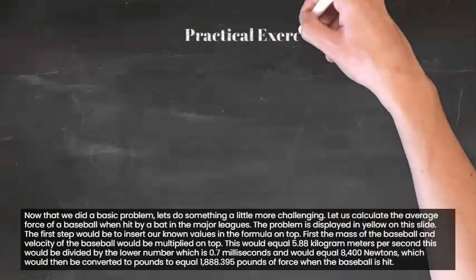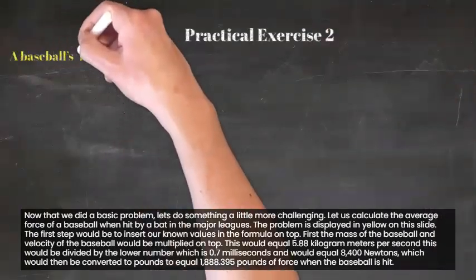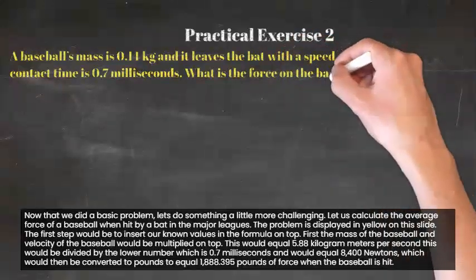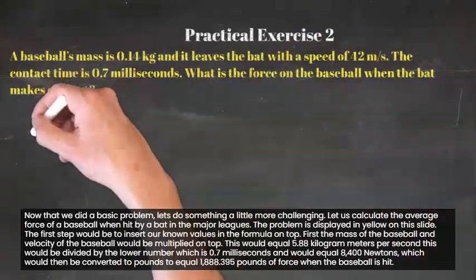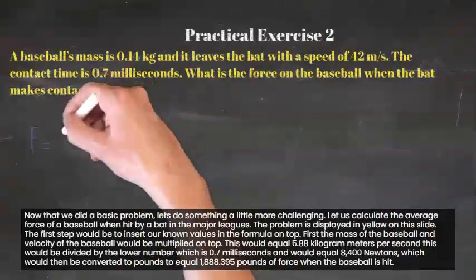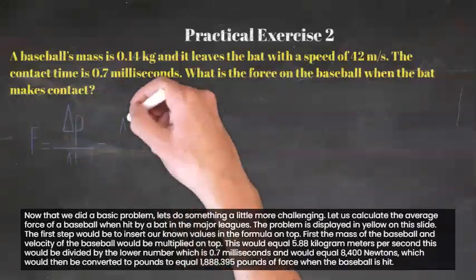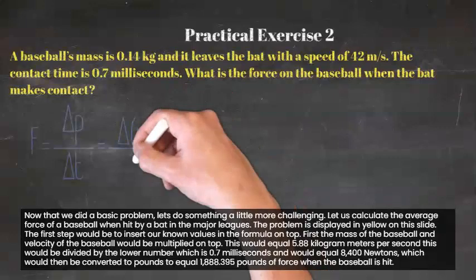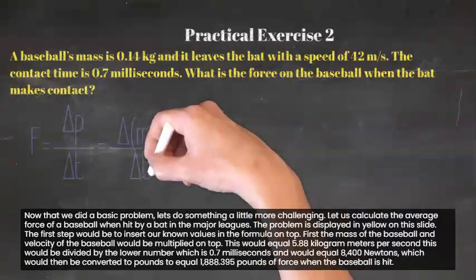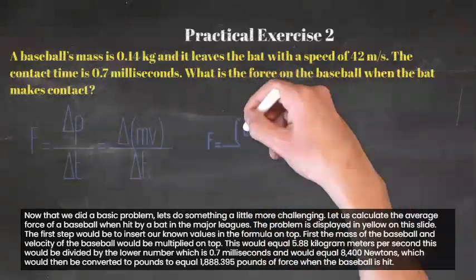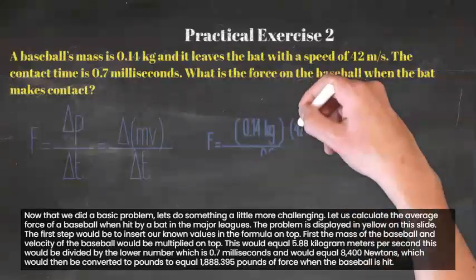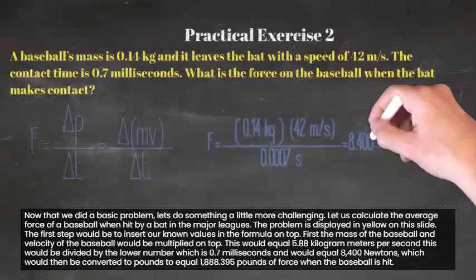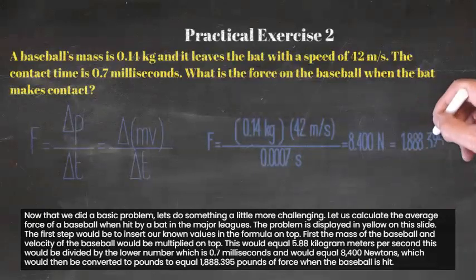Now that we did a basic problem, let's do something a little more challenging. Let's calculate the average force of a baseball when hit by a bat in the major leagues. The problem is displayed in yellow on this slide. The first step would be to insert our known values in the formula on top. First, the mass of the ball and velocity of the baseball would be multiplied on top. This would equal 5.88 kilogram meters per second.